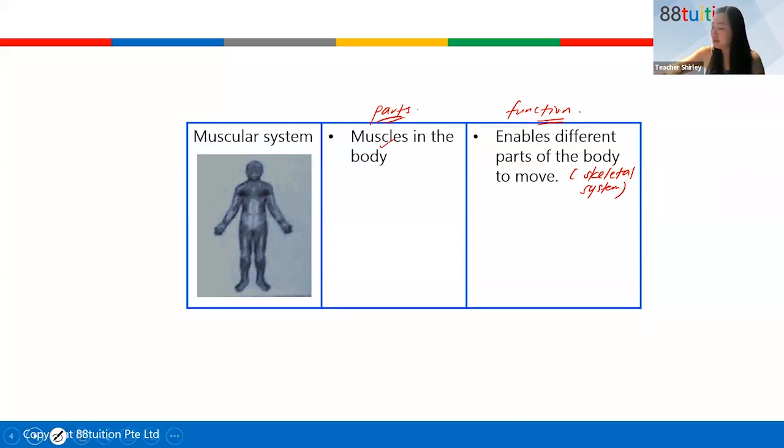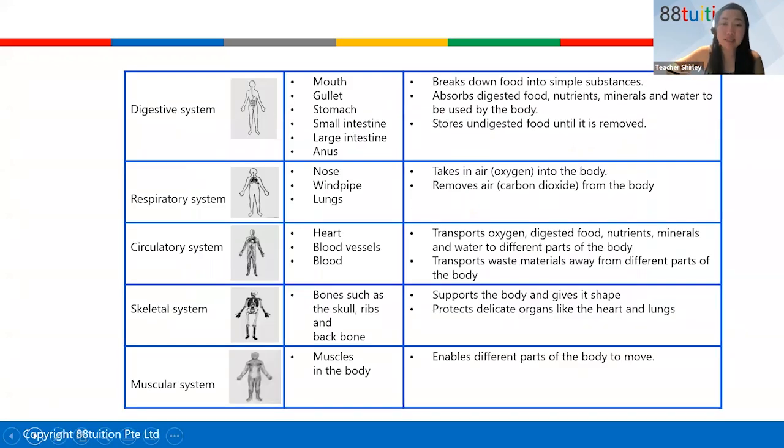Okay, so basically this table summarizes everything. Yes, Kelvin, you have a question? No? You accidentally raised it, is it? Okay. So basically this table summarizes the different parts of the different systems and the functions of the systems.